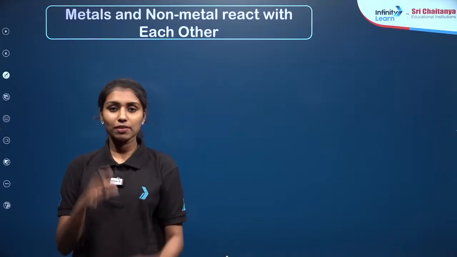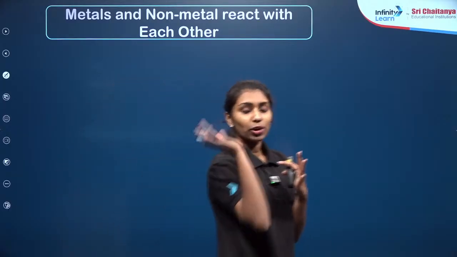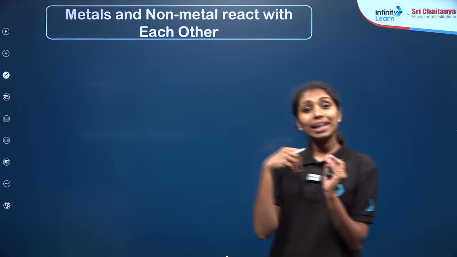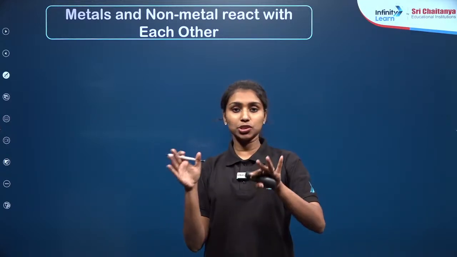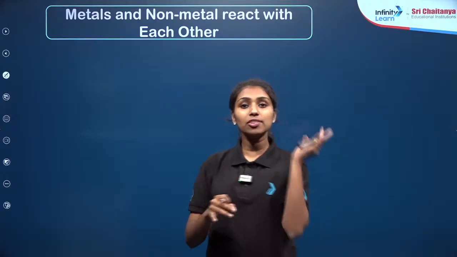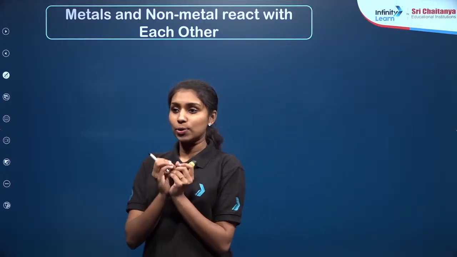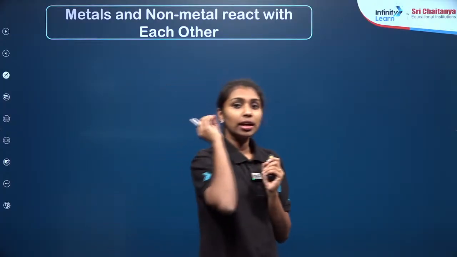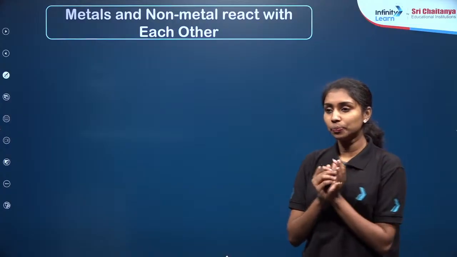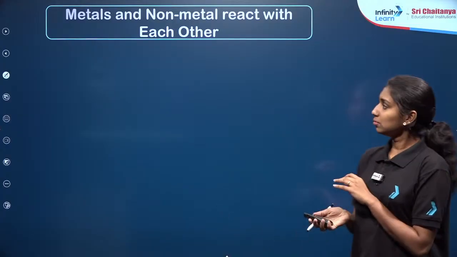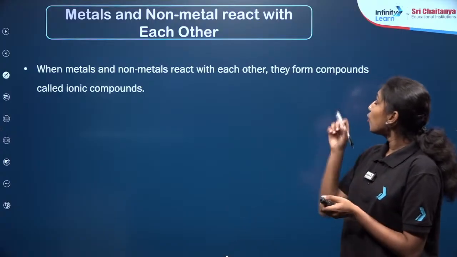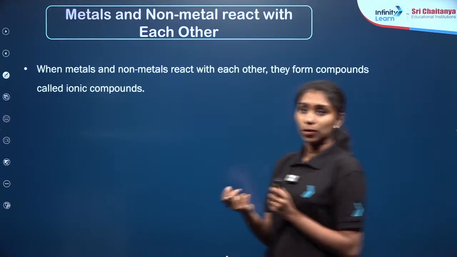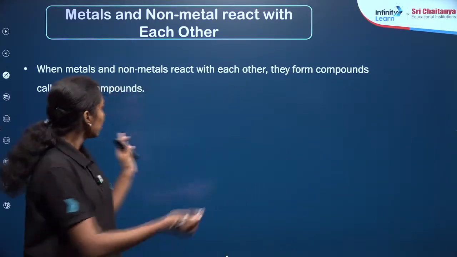Metals are electropositive in nature, which means they can donate electrons. Non-metals are electronegative in nature, so they can accept electrons. So whenever a metal and non-metal react together, one loses electrons and the other gains electrons, forming cations and anions. Clear? So when metals and non-metals react with each other, they form compounds known as ionic compounds.